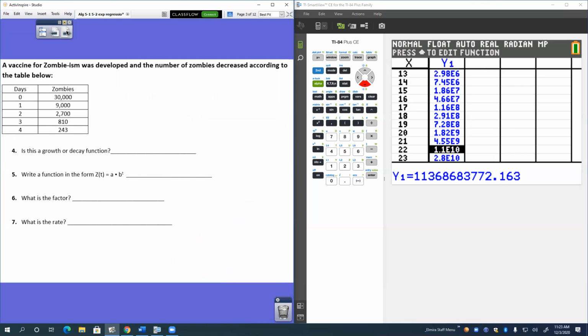A vaccine for zombieism was developed, and the number of zombies decreased. So now we're talking about decay, right? Notice the days and the number of zombies getting smaller and smaller. Go ahead and try 4, 5, 6, and 7, please.